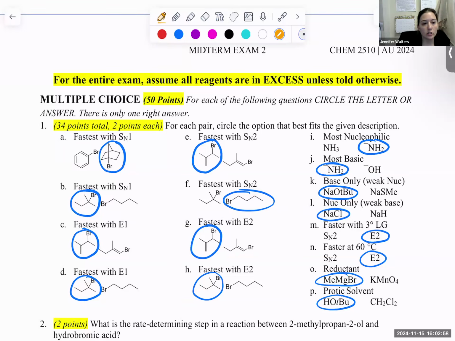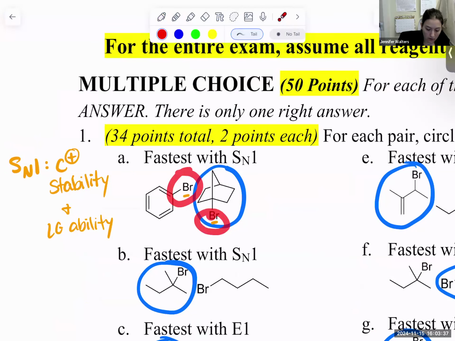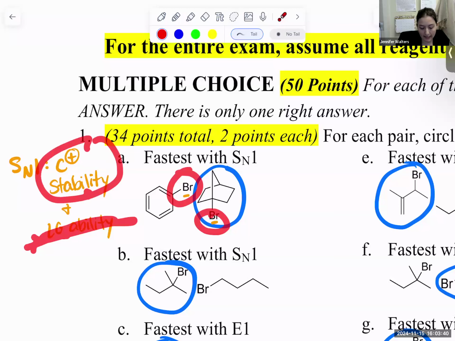We are trying to figure out which of the pair best fits our description. So for 1A, we are looking at what is going to be the fastest with SN1. For SN1, remember that it just cares about the substrate. It cares about carbocation stability. That's the key factor determining the rate. Carbocation stability and leaving group ability were the two things that controlled our rate. Because our leaving groups are both bromine, they're exactly the same, so I'm not looking at the leaving group ability, I'm just looking at carbocation stability.